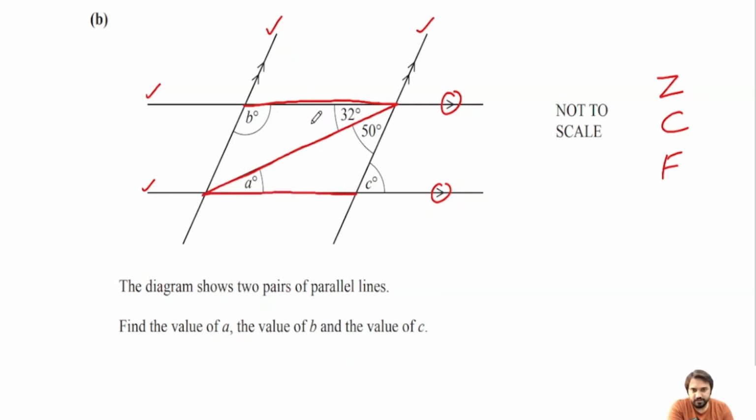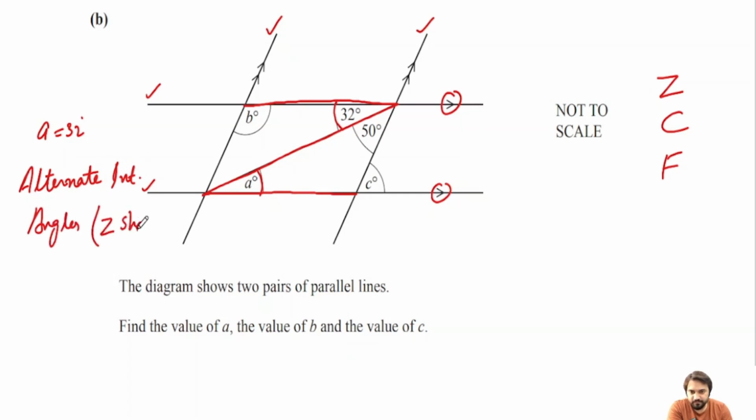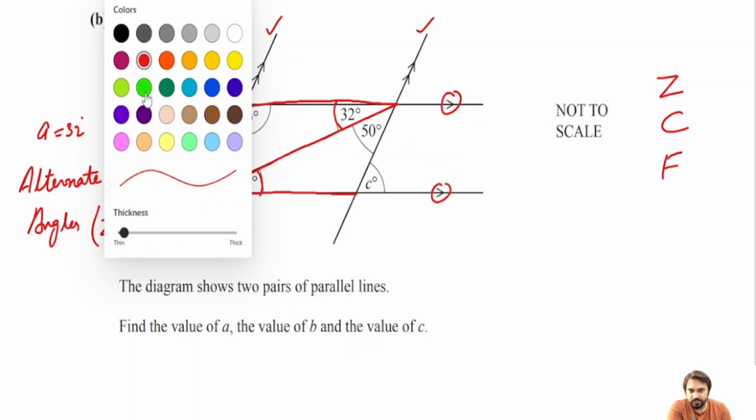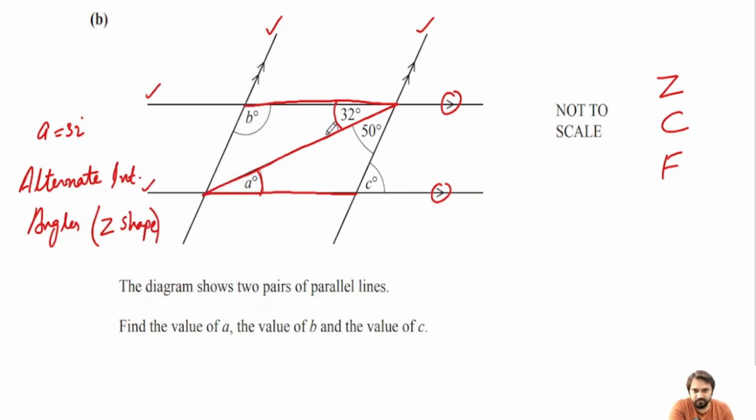Yeah, I have just traced the Z here. So this is Z, the internal angles. So A is equal to 32 degrees because of alternate interior angles. That is the Z shape angle. Now the next thing is, I'm just changing the pen so it would be visible for you.